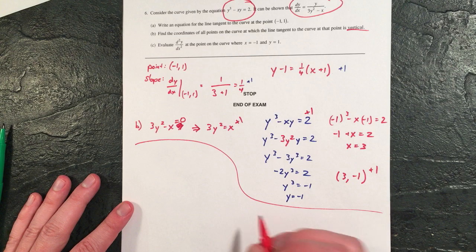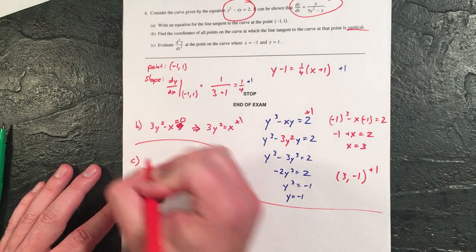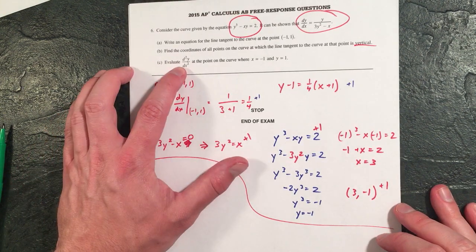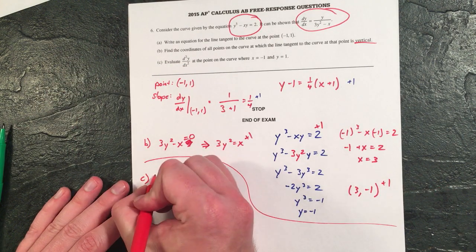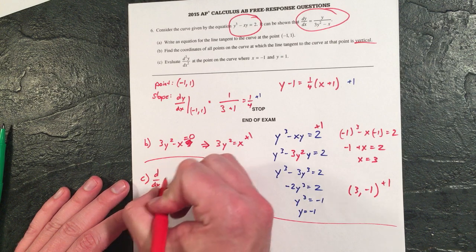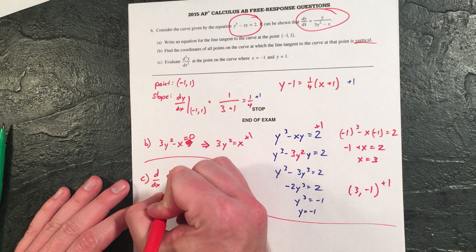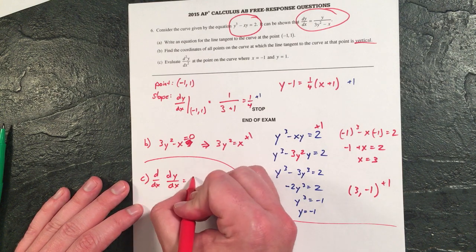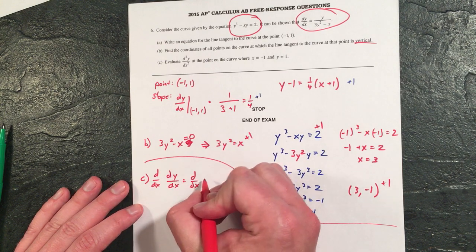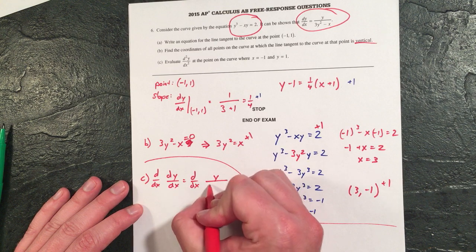Okay, on to C. And you may be asking, what does this whole crazy thing mean? Remembering back to differential equations, with the 2 there, that means we need to take the derivative of the derivative, right? We need to take d/dx of dy/dx. So we need to take the derivative with respect to x of this fraction.